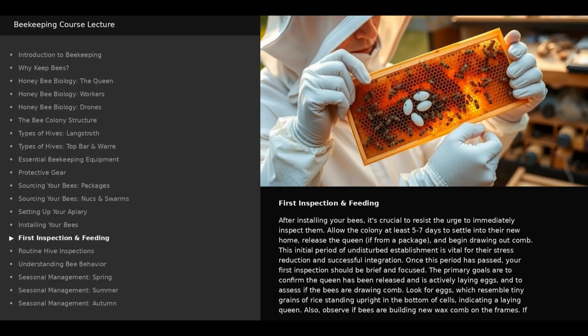Once this period has passed, your first inspection should be brief and focused. The primary goals are to confirm the queen has been released and is actively laying eggs, and to assess if the bees are drawing comb. Look for eggs, which resemble tiny grains of rice standing upright in the bottom of cells, indicating a laying queen. Also, observe if bees are building new wax comb on the frames. If the queen is not laying, or if there are no signs of comb building, further investigation or intervention may be required. This initial check provides valuable insight into the colony's health and progress.